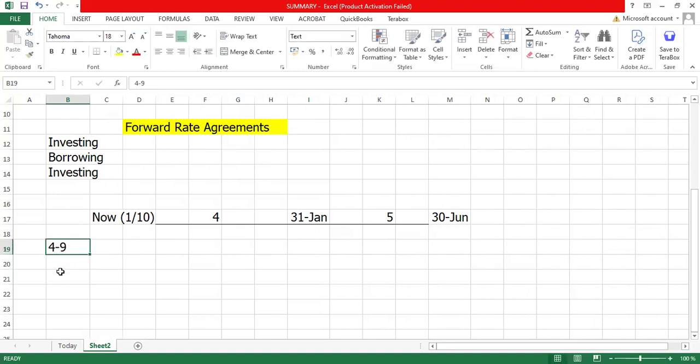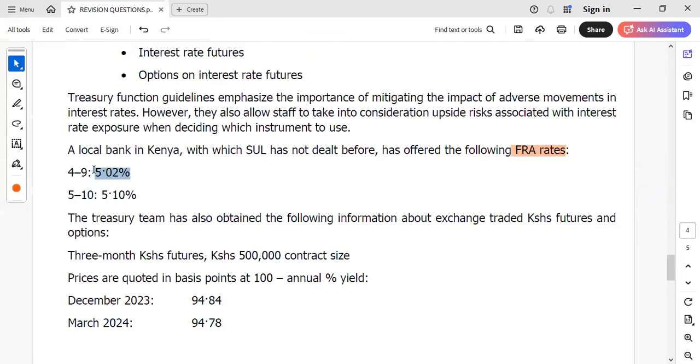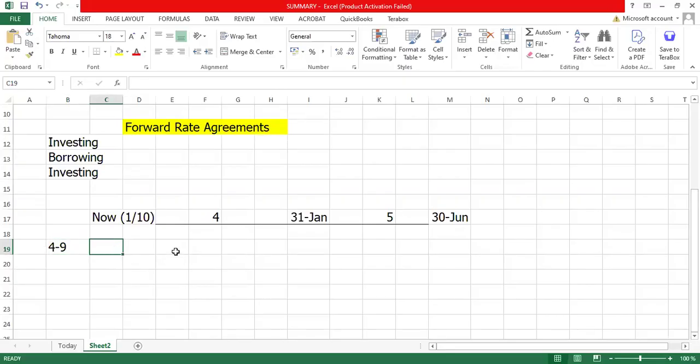Once you have this, it gives you a better position to know the forward rate agreement you're going to use. So here we are using which forward rate agreement? We are using 5.02. So our forward rate agreement that we must rely on is this one.